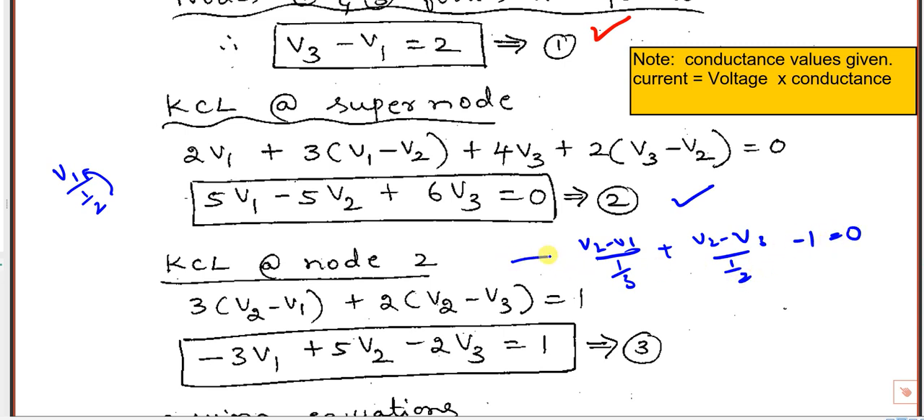If you write KCL at the node, you will get it like this. 3 will go here, this 2 will go here, minus 1. If you bring it to the right side, you will get this equation. So you will get equation number 2, and equation number 3 is equation number 1. Solve these three equations by writing them in matrix form.